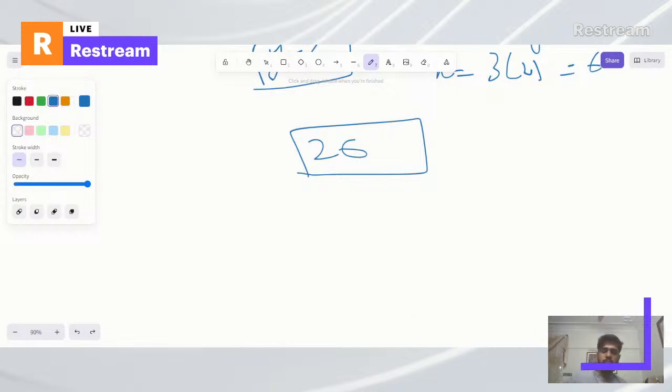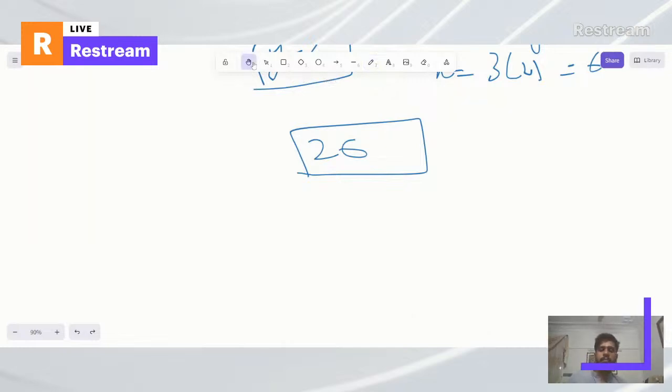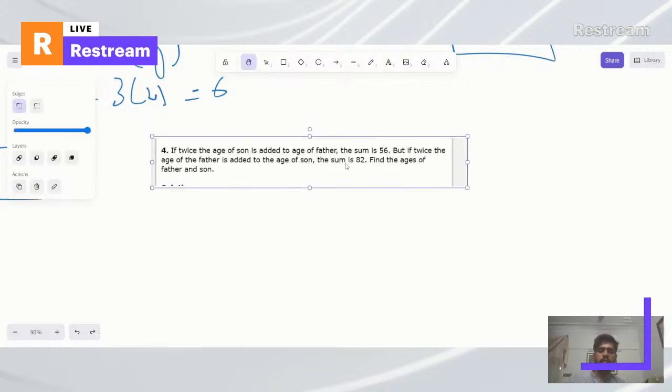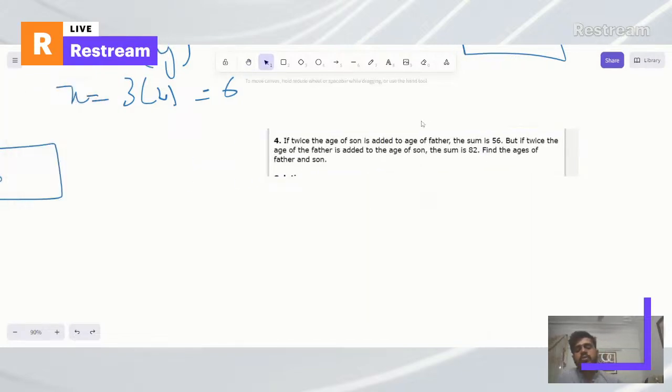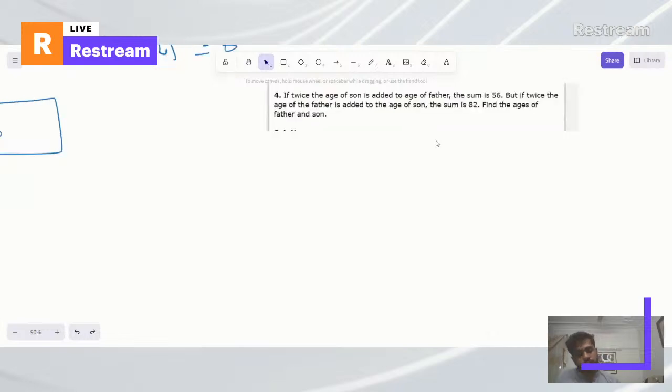So this is one of the most common questions I get. It's one of the toughest forms of questions as well. I don't know why, but usually students seem to have a big issue in solving these. They're very simple. The questions which are related to age.